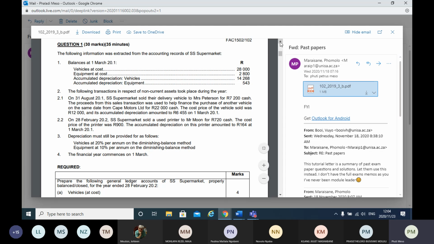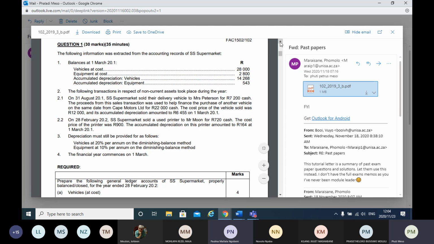For example, what would increase my asset is when I buy assets, the asset would increase. And what would decrease my asset? The sale of an asset would decrease my asset because it's moving out or stepping out of the business. Happy?